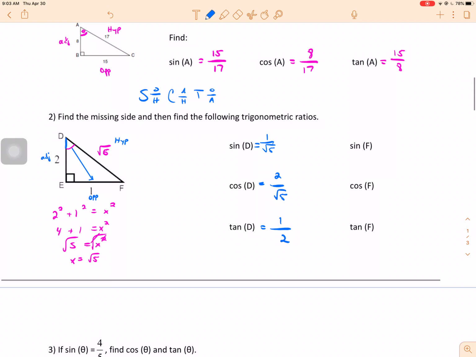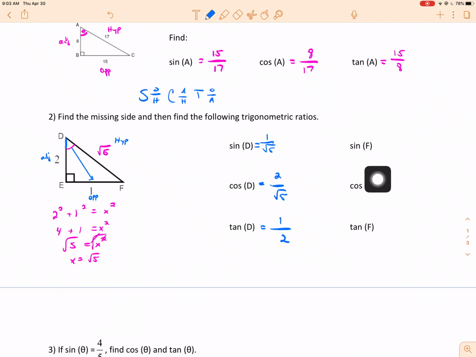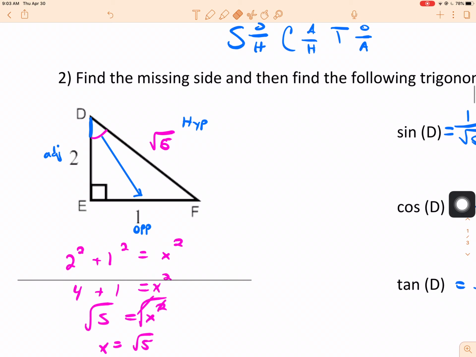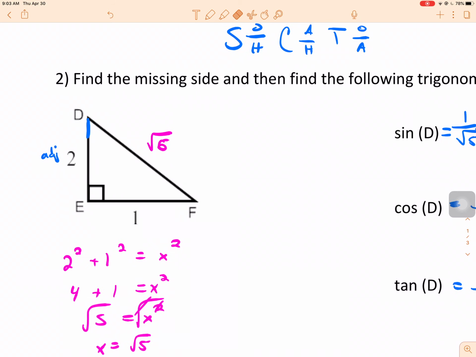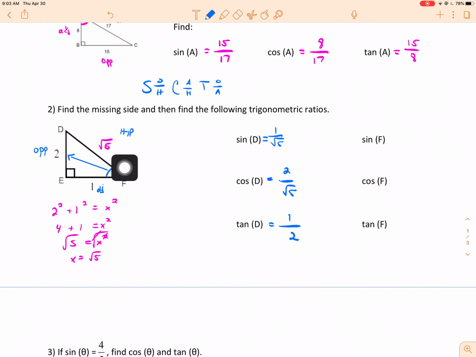Now, what happens if it tells us angle F? Sine of angle F, cosine of angle F, tan of angle F, then I'm going to have to change a few things. I'm going to erase hypotenuse, opposite. I'm going to start kind of fresh here. I'm going to leave rad 5 because that's still rad 5. But now if we're talking about angle F, rad 5 is still the hypotenuse. But now what's opposite angle F? 2. And what's adjacent? 1. So sine now becomes opposite over hypotenuse, 2 over rad 5. Cosine is adjacent over hypotenuse, and tan is opposite over adjacent.